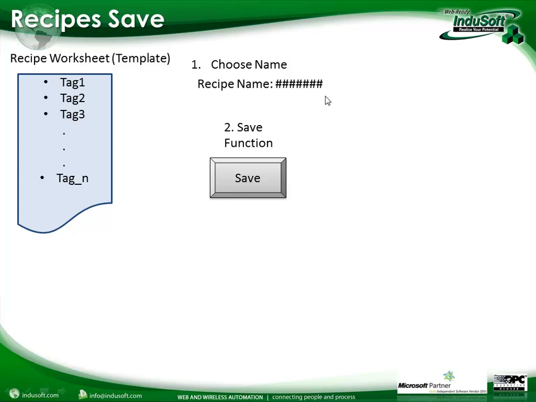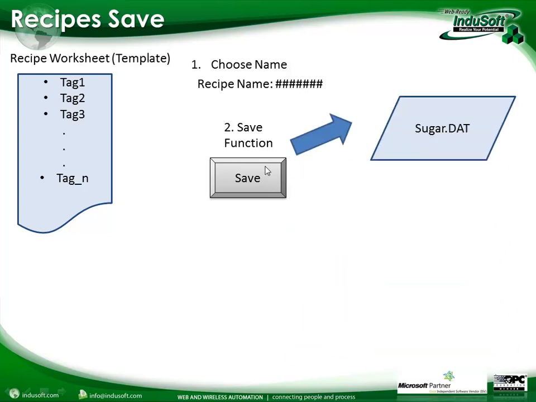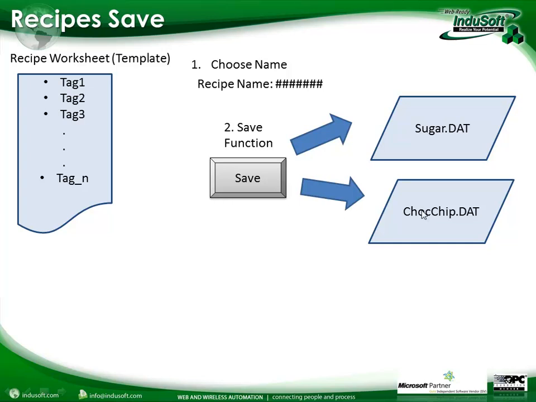Once we have that name, we're going to then save. It's going to reference that template using that name, and say we entered sugar cookies, it will save those tag names with the values we've entered using the recipe name sugar, and then save that off to the hard drive as sugar.dat. Let's say we change the name to chocolate chip and hit save. Then it'll save another file that references the original recipe template. It uses that format to save that out to the hard drive.